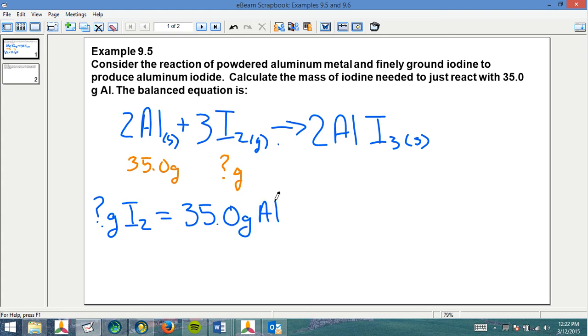Now, I have to convert to moles first. And what is it that we use to convert to moles? The molar mass. What is the molar mass of aluminum? 27.